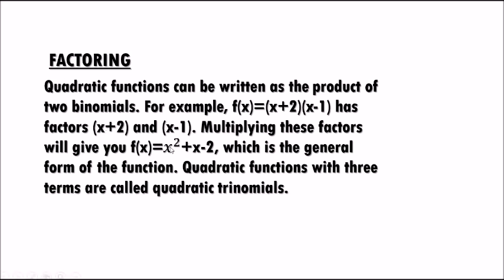So, ibig sabihin, itong f of x equals x squared plus x minus 2, ang factor niya ay x plus 2 and x minus 1. Kasi kapag pinag-multiply niya itong dalawang to, ang magiging resulta ay ito din, which is the general form of the function. Quadratic functions with three terms are called quadratic trinomial. Katulad nito. This is an example of quadratic trinomial kasi meron siyang three terms, which is ito yung A, B, and C.